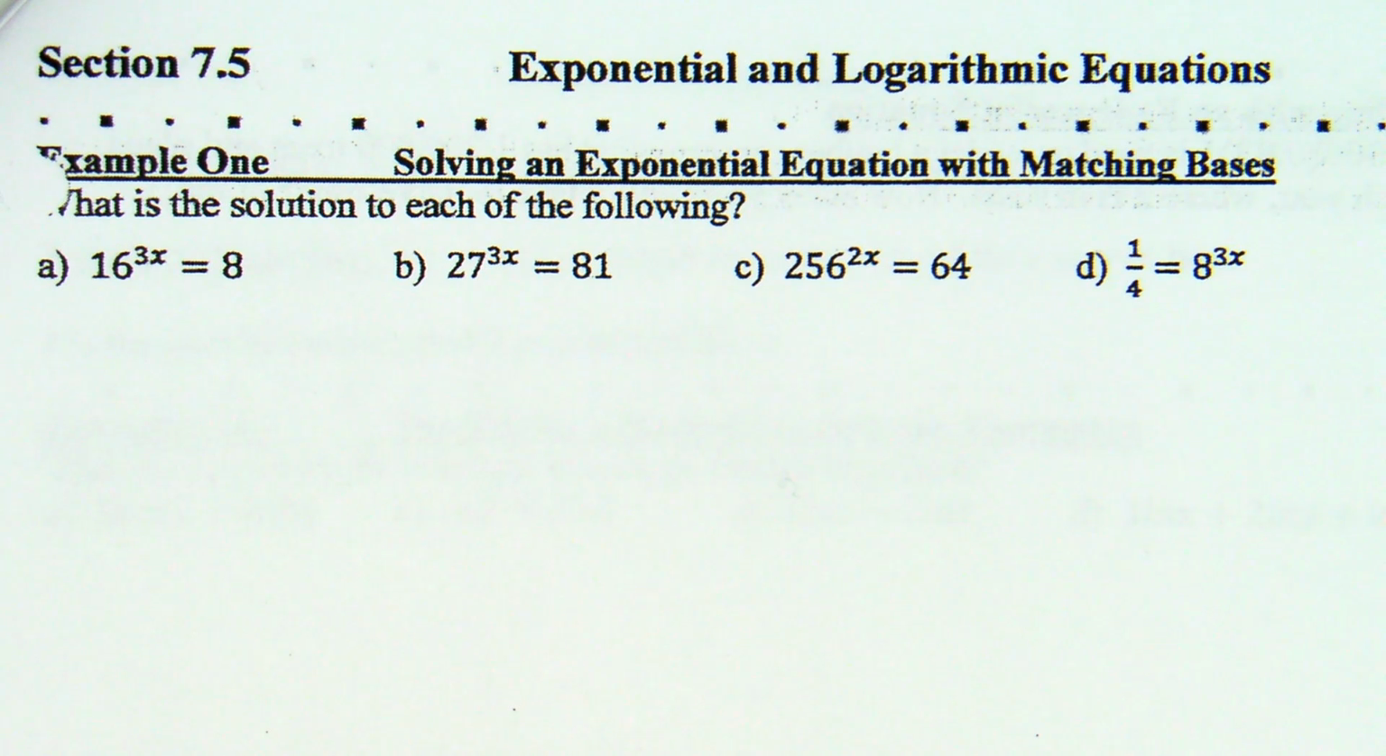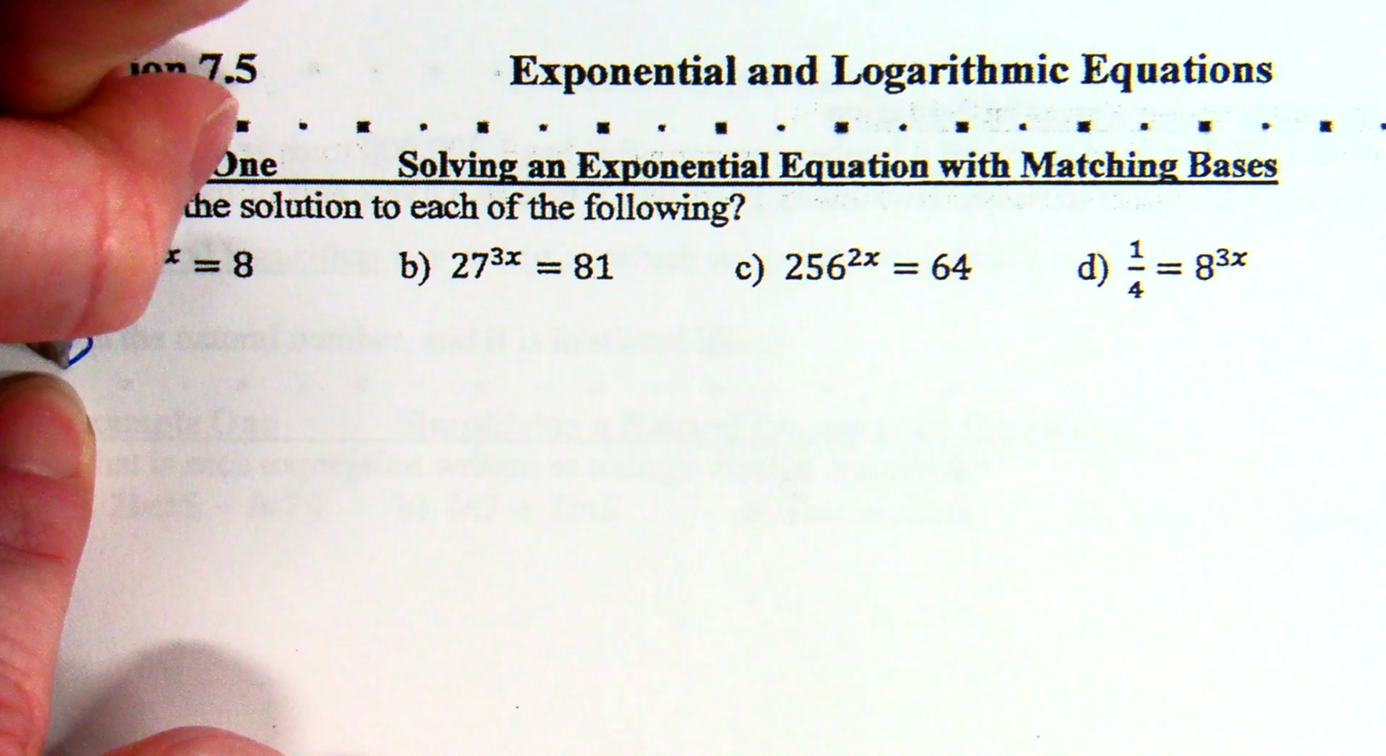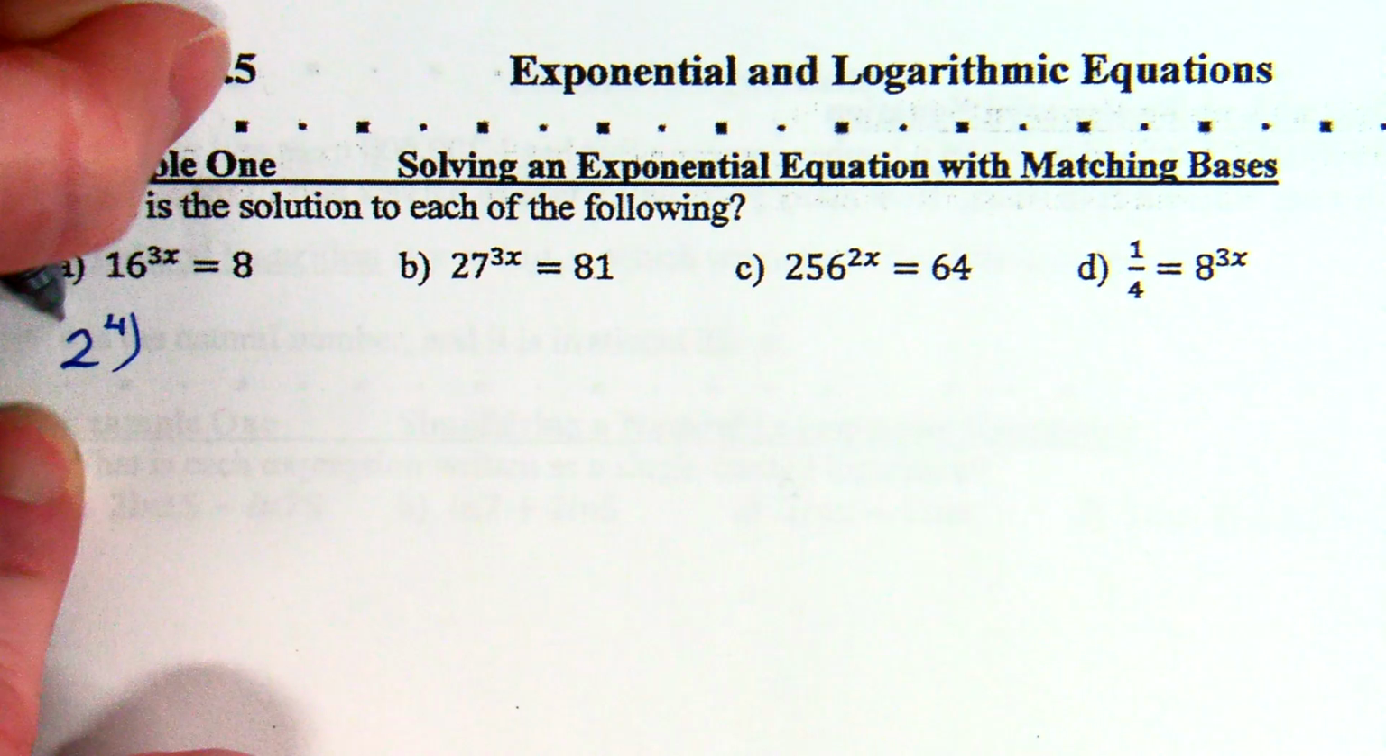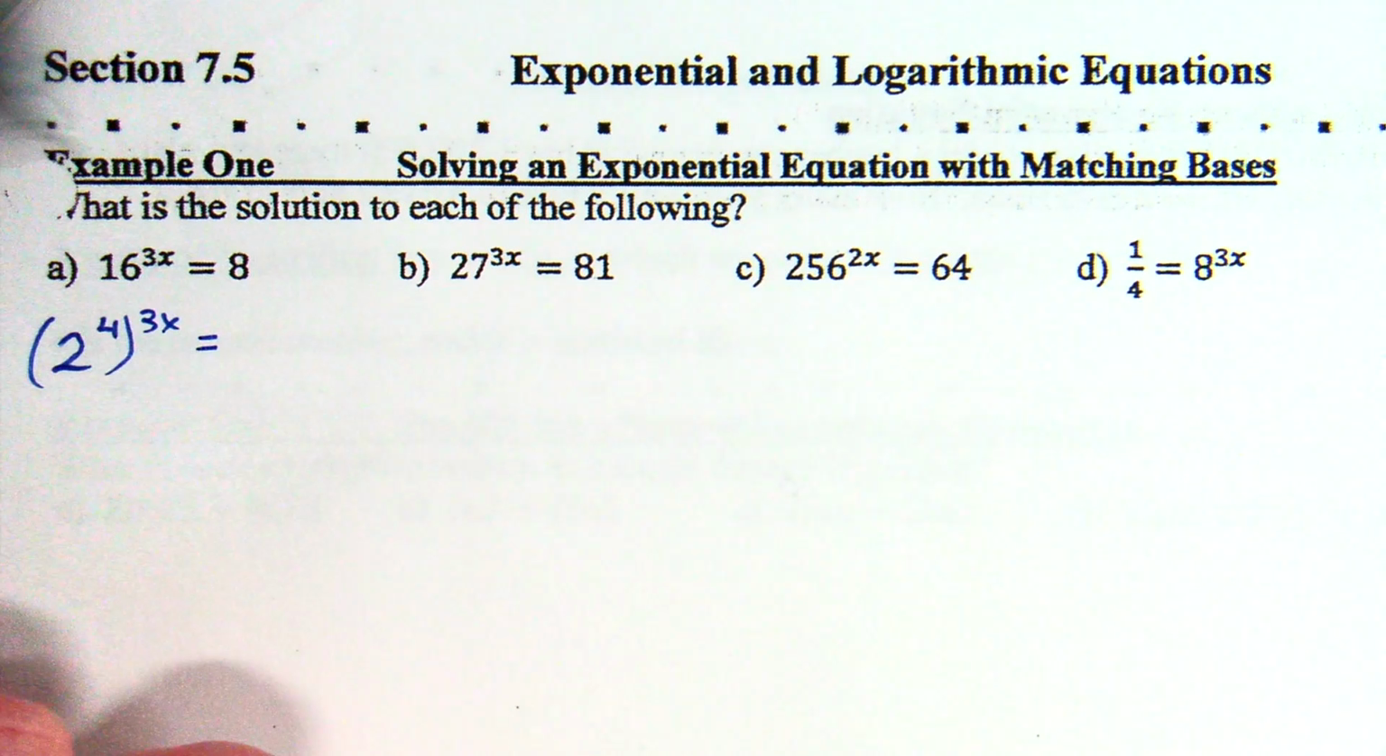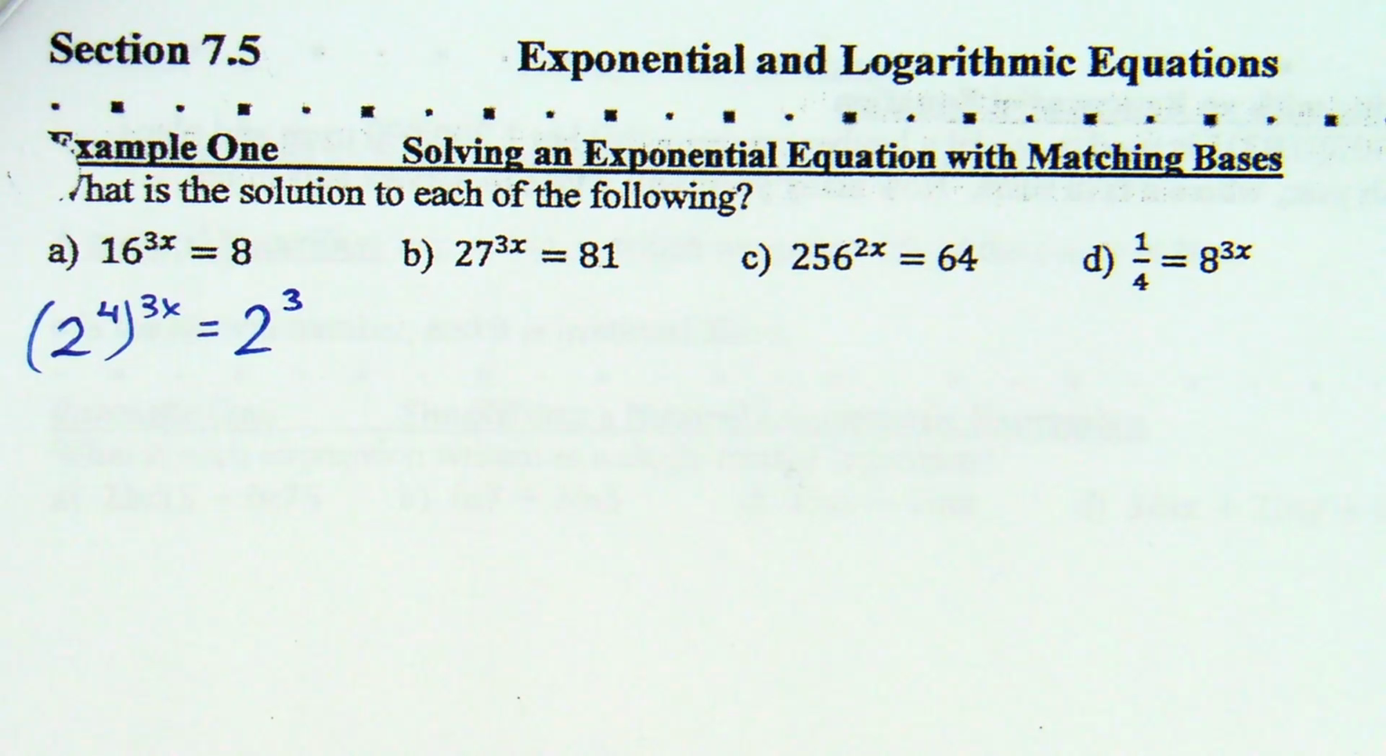Yes. Probably, yeah, okay. How can 16 and 8 have the same base? They're both in the 2 column, yes? I mean, technically 16 is also in the 4 column, but what's helpful is that they're both in the 2 column. Okay, so rewrite. 16 can be rewritten as what? 2 to the 4th. And then it's still raised to the 3x. 8 can be rewritten as 2 to the 3rd. Notice we got the bases the same, yes?